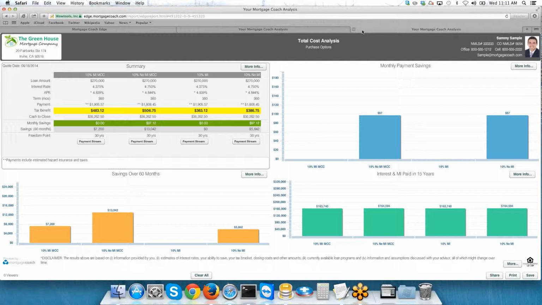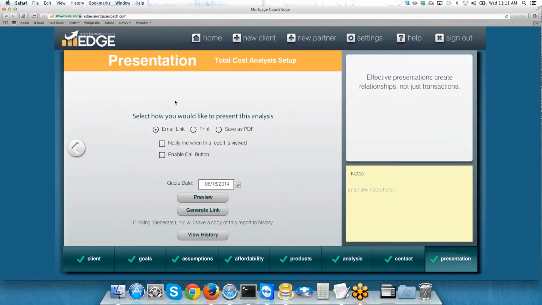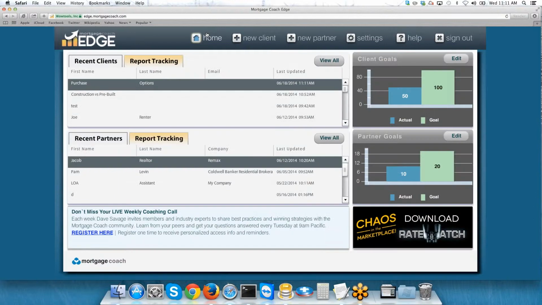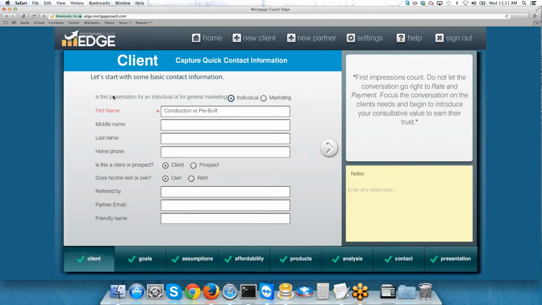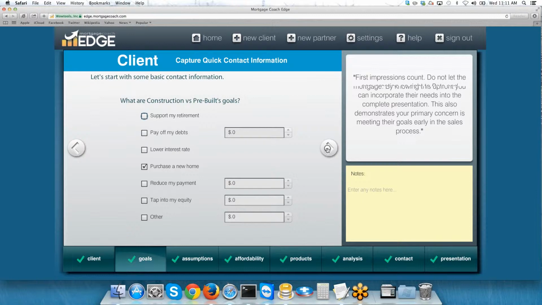All right, so that being said, let's move on to the second point. And this is going to be, how do you do construction loans in Edge? So what I've done is I've prepared a presentation called Construction versus Pre-Built. And you can see I use the same strategy that John was talking about earlier, where even if they don't own a home right now, I'm checking own. And then when I get to the goal screen, I'm checking purchase a new home.